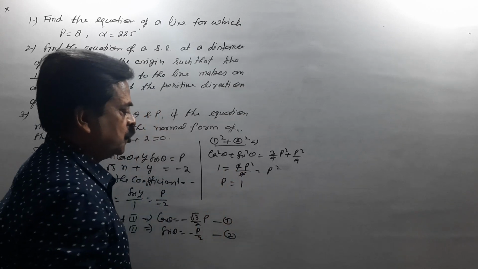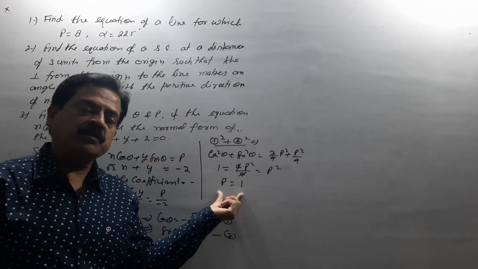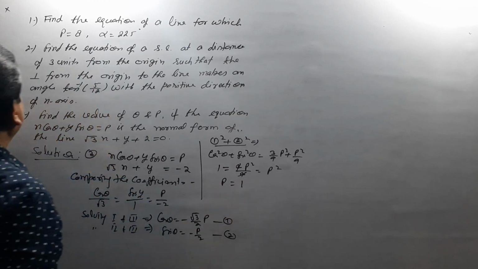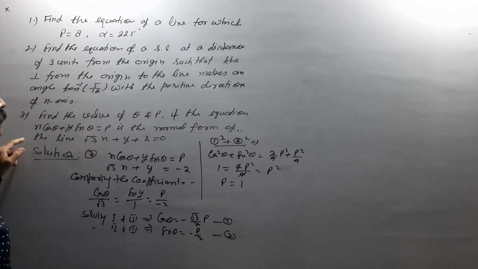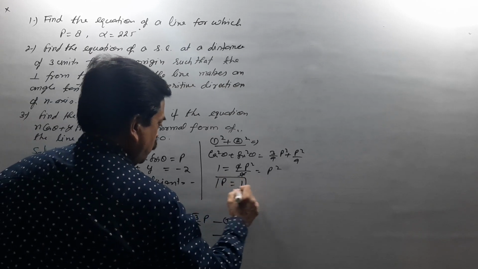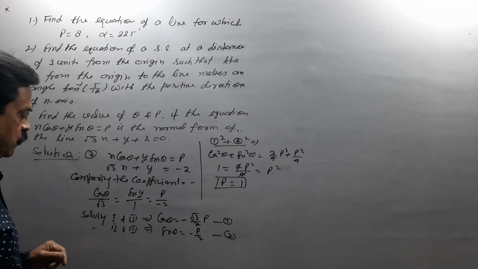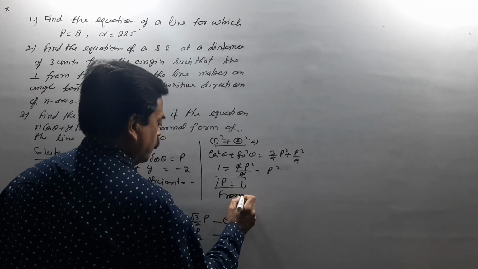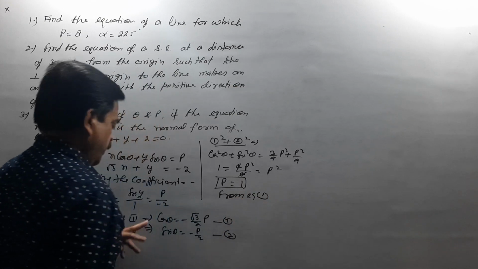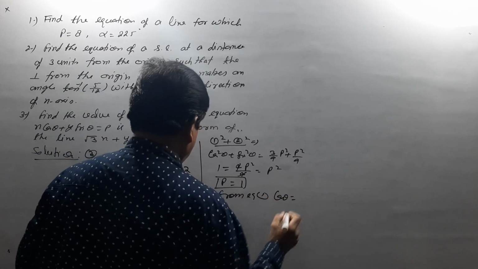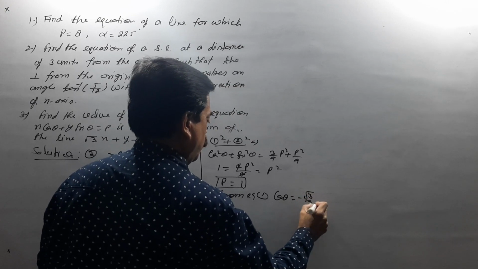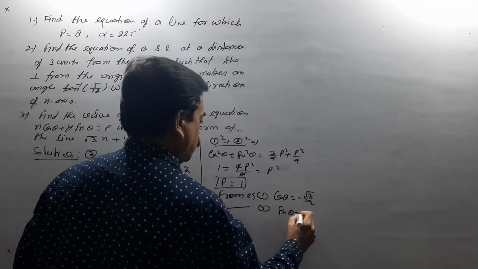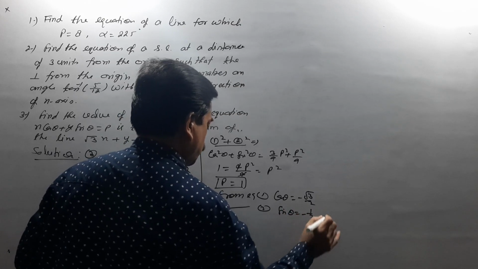Not plus minus 1, because p represents the distance and distance is always positive, so we take positive sign, p equals to 1. And this is the value of p, and substituting this value of p in equation 1 and 2. So from equation 1 we get cos theta equals to minus root 3 upon 2, and from equation 2 sin theta equals to minus 1 upon 2.